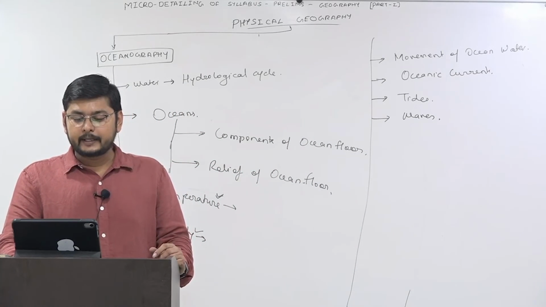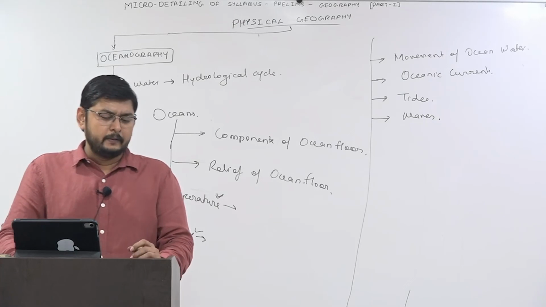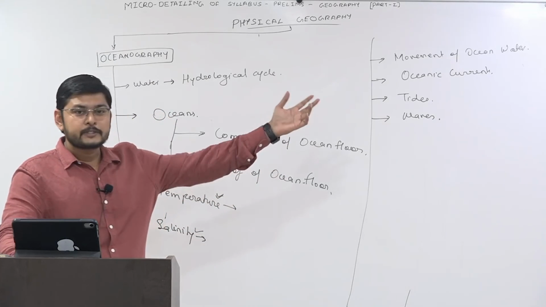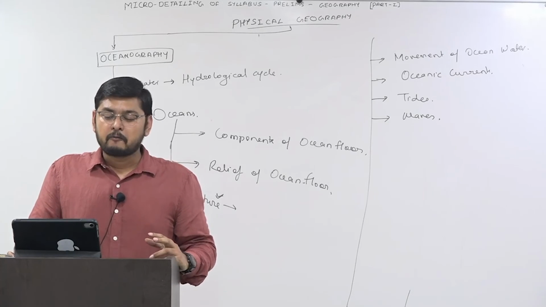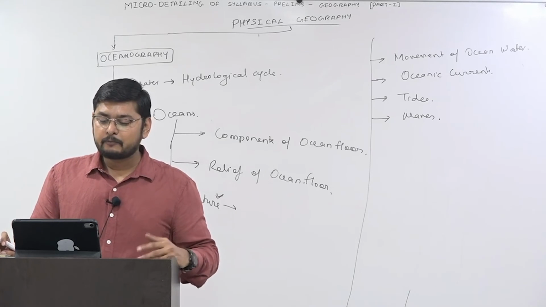Then we'll be looking at the different types of ocean currents. For example, the forces behind the movement of ocean currents. There are primary forces and secondary forces. What are the characteristics of the ocean currents? Surface ocean currents and deep water ocean currents.